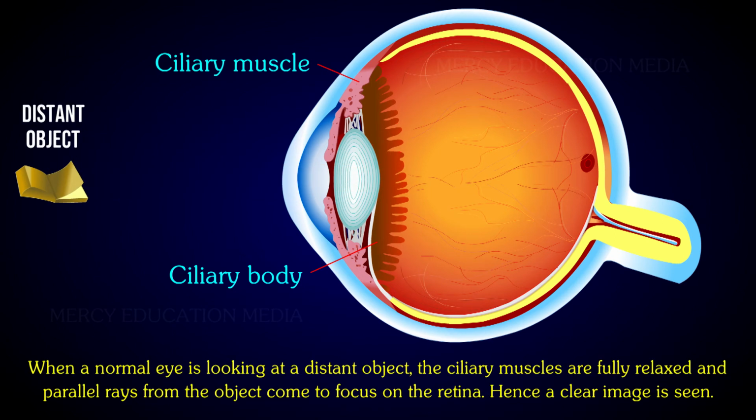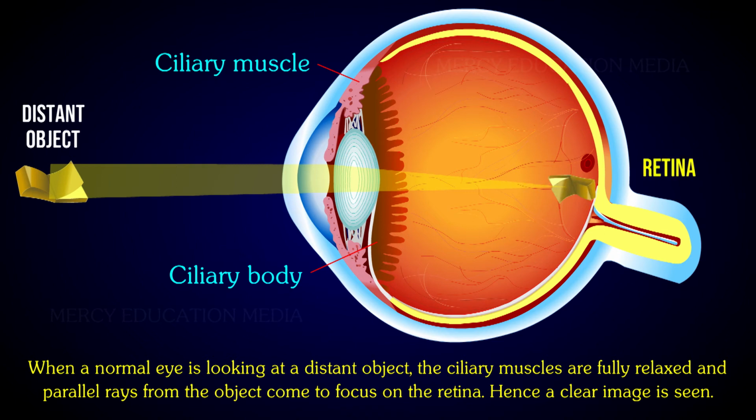When a normal eye is looking at a distant object, the ciliary muscles are fully relaxed and parallel rays from the object come to focus on the retina. Hence, a clear image is seen.